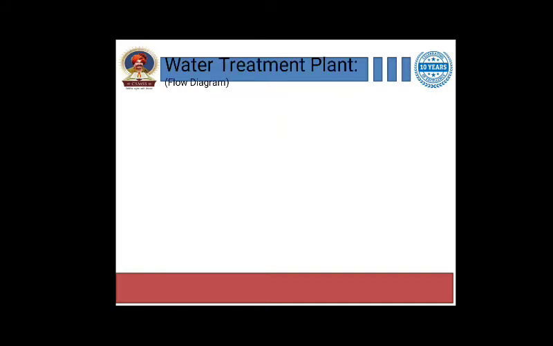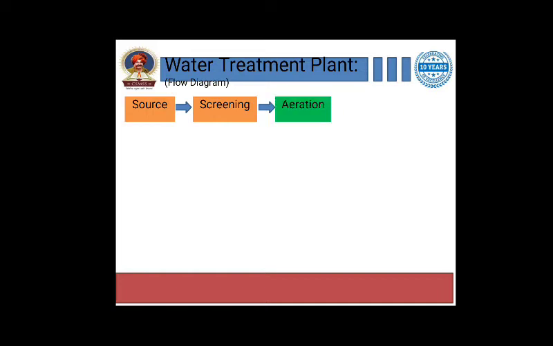Now we have studied the flow diagram for the water treatment process, but we will look at it again. So first of all we will collect the water from the source, then this water will pass through the screen bars, which is known as screening. Why do we have to do the screening? Because of the floating matter in the water; to separate that floating matter we use the screening process. How it is done we will look at in the next slide.